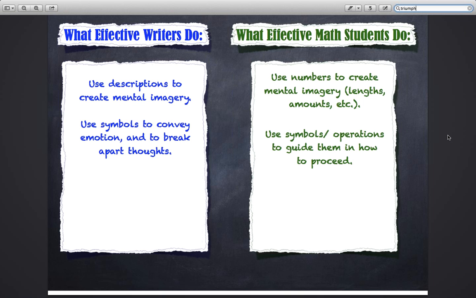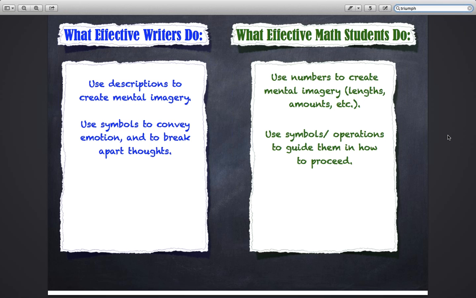The second thing that effective writers do is that they're constantly using symbols to convey emotion and to break apart thoughts, right? We know that when there's a comma, that means pause. We know that when there's an exclamation mark, that means there's excited emotion in a sentence. Similarly, effective math students are constantly using symbols and operations to guide them in how to proceed, right?